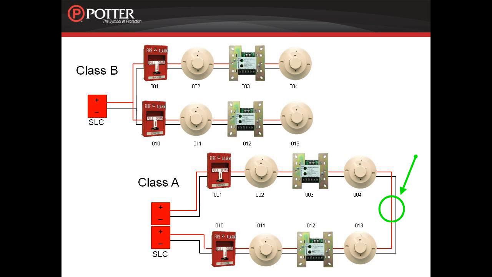If you have a break in the wire in the middle here, indicated by the green circle, all of the devices will still communicate back to the panel. The top row of devices communicate in this direction, and the bottom row of devices communicate in this direction. The break will cause a trouble at the fire alarm panel, but all the devices are still communicating. Your job specification, or an AHJ, will outline the style of wiring that is required for your project.